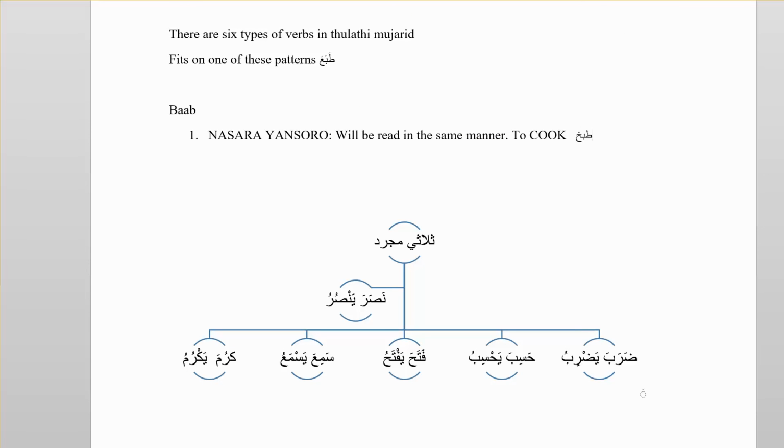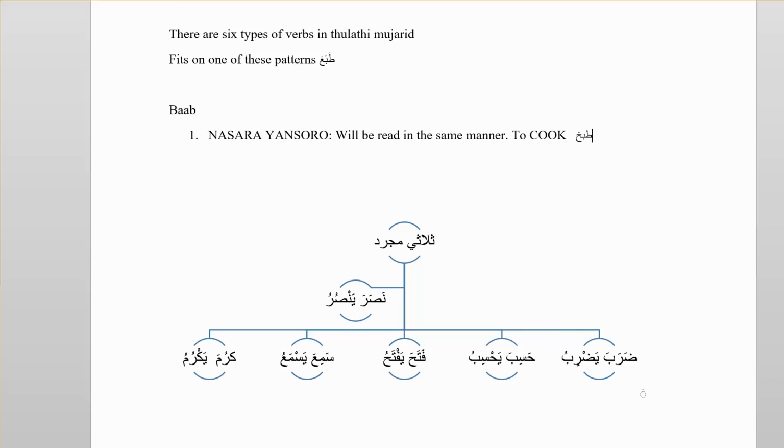Rule number 10 basically says there is no rule to specify which verb belongs to which category. It is based on sama'. What that means is there is no real rule to tell you which word will go into which bab, and that's why you have to use the dictionary. It's just based on how it was said or heard from the Arabs, okay? That's all it comes down to.